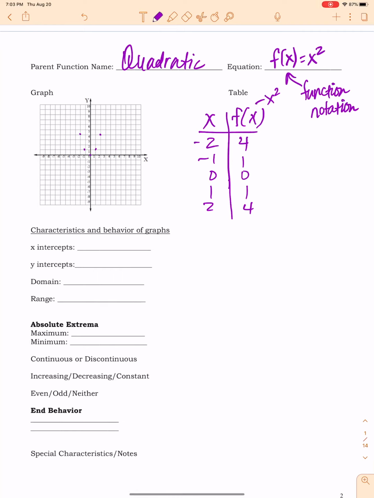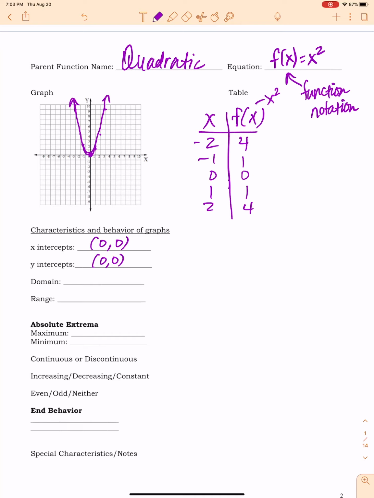And of course, you could go on with this. If you chose 3 for x, you would have 9, because when it's squared, it's 9. So we've got our parabola here. I did not do a great job, but that's okay. It should have gone all the way down here. Anyway, all right, so our characteristics and behavior of our graph. We've got our x and y intercepts are both 0, 0, because it crosses the x-axis at 0, 0 and the y-axis at 0, 0.